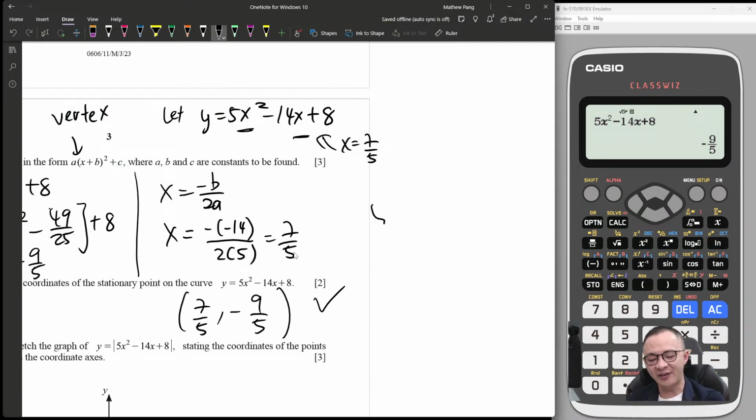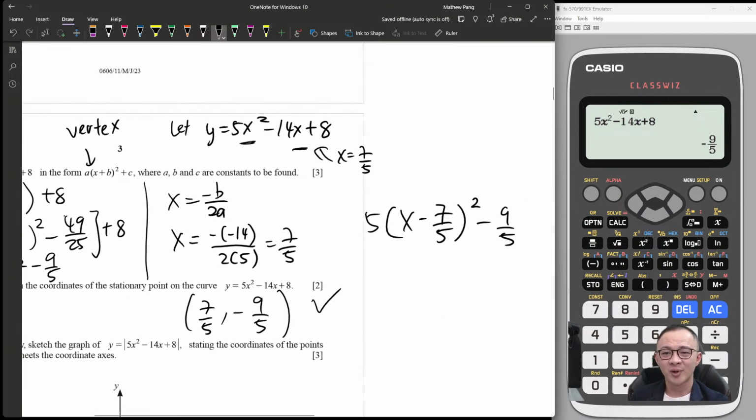I know a is 5, right? I factorize out the 5. It's 5 times (x minus 7 over 5) squared minus 9 over 5. Okay, this is just another method. If you want to use this method, also can.